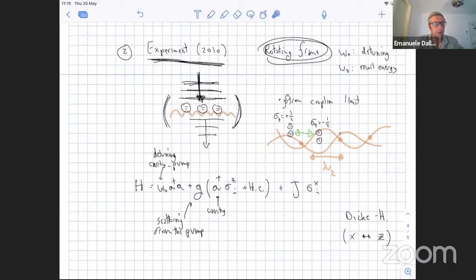Okay, so while you think, if you have questions, I'm going to switch to the experiment itself. I'm going to show you some data from the experiment.